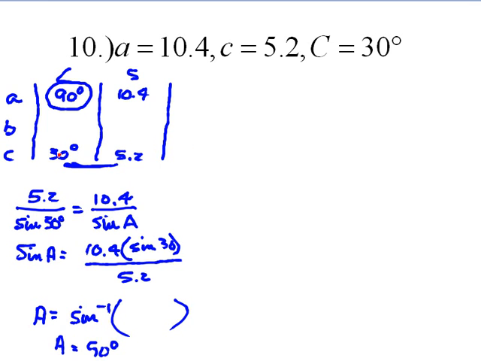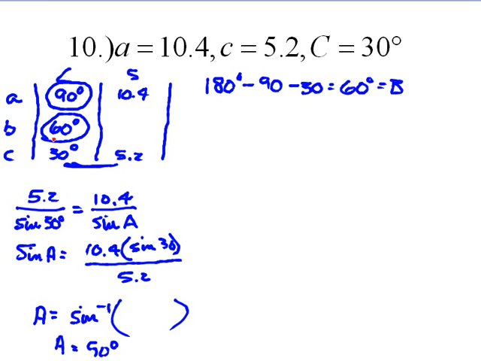Okay. If I have a triangle that's 180 degrees, I could subtract 90 and subtract 30, and I should get 60 degrees for B. Let's put that in there. Alright, now I want to find out what side B is. So I'll take what I started with, 5.2 over the sine of 30 equals B over the sine of 60.